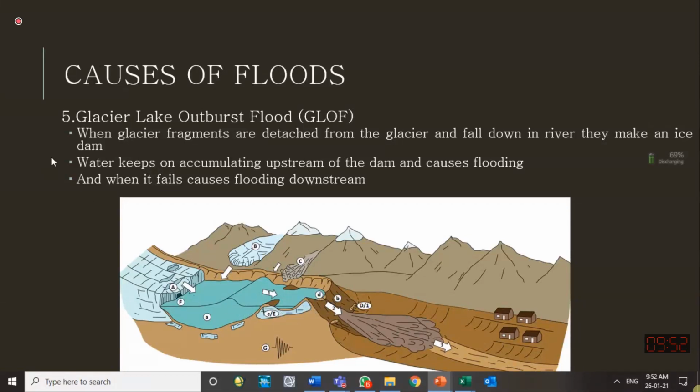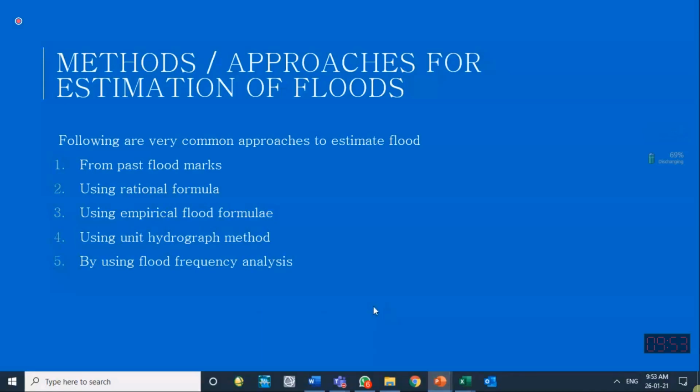Another way of making this kind of glacier lake is when a side glacier comes into the way of another glacier or another river. Because of the movement of this glacier, it can stop the passage of the main river and make a reservoir on the upstream side. And whenever this glacier melts, or whenever this glacier gives way, a flood will occur on the downstream side, which can damage the people living on the banks of the river and the agriculture area. So these are some of the reasons of flooding.